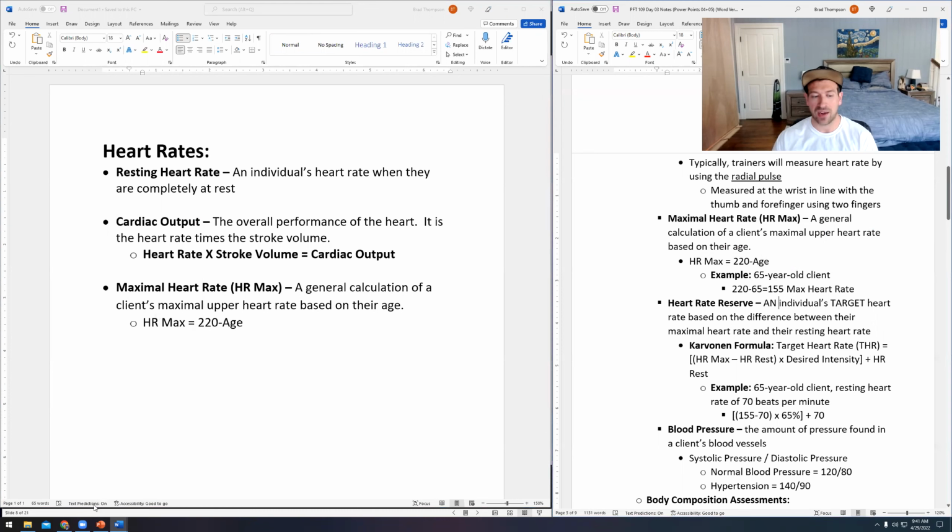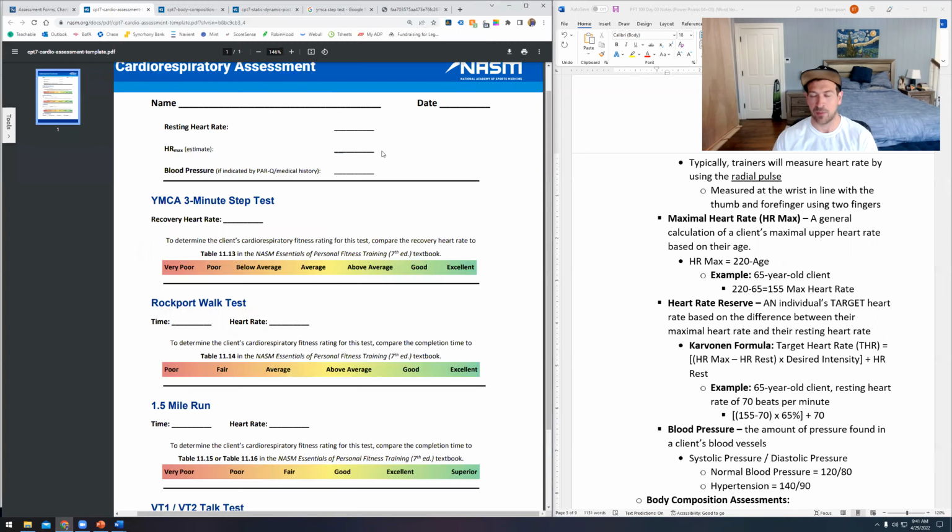Now, why did I do that? Why do I need to calculate out this max number? Am I trying to hit that number? No, not necessarily, right? I just want to know that number so that I can have them work at a specific percentage of that number, right?